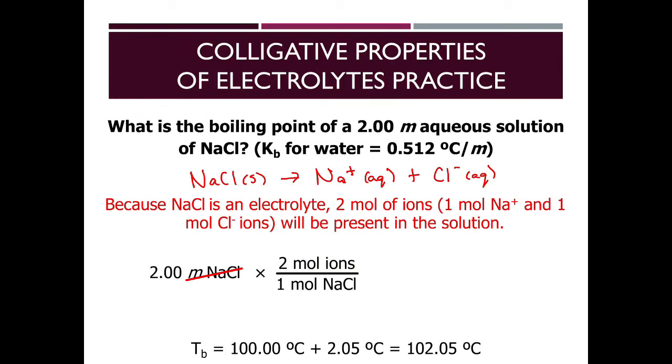But if I have 2 mole sodium chloride, then for each one of those, I get 2 moles of ions. So really, this is 4 mole ions that we have in there.